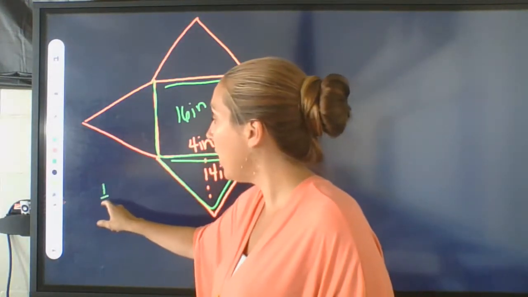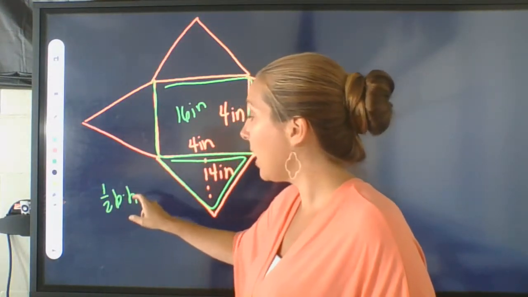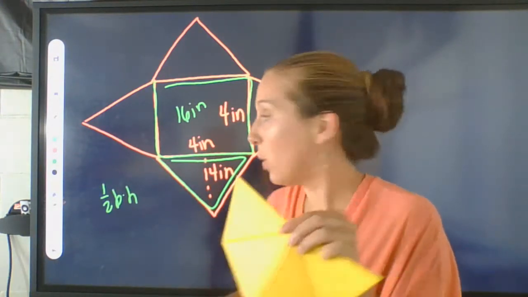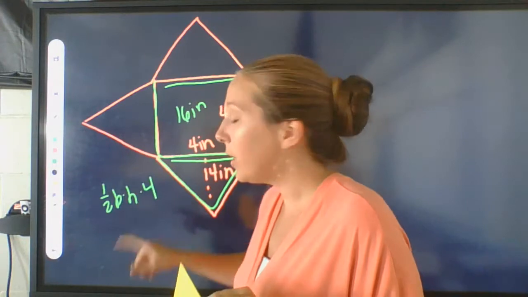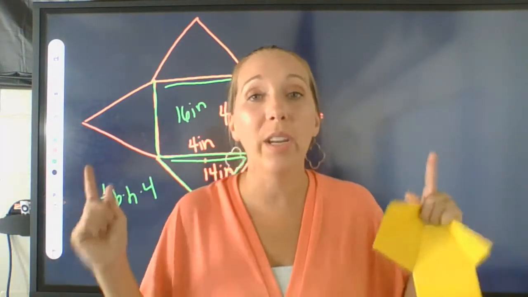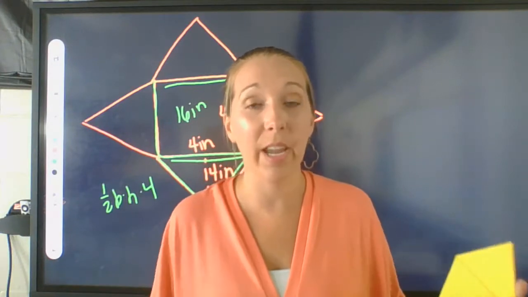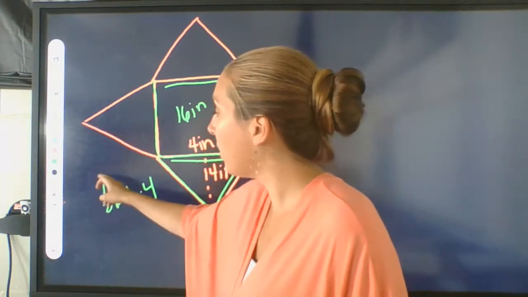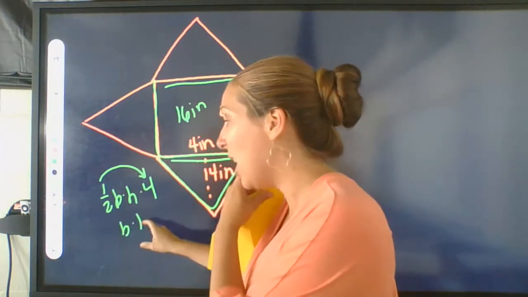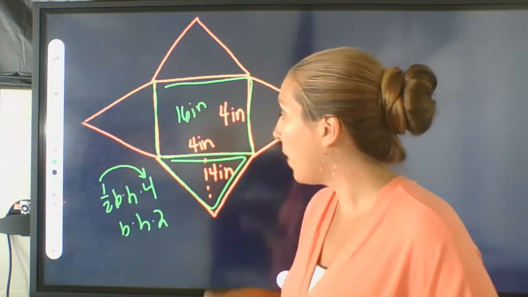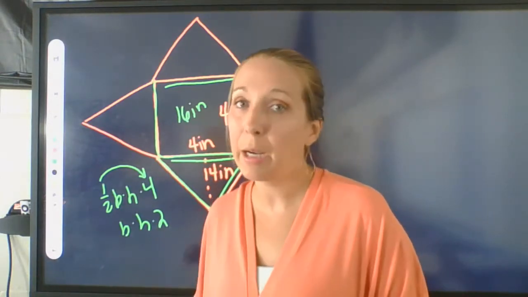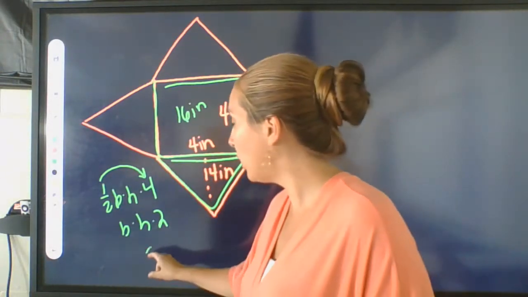So we have 1/2 base times height, but here's the catch with this. We have 1/2 base times height times 4 because we have 4 of these. So very similar to what we looked at yesterday when we said 1/2 base times height times 2. We could cancel out the 1/2 and the 2 because they cancel each other out. You could also say right here, well, 1/2 of 4 is 2. So you could say base times height times 2. Your base is 4, your height is 4. So 4 times 4 would be 16, and then you would multiply that by 2 and get 32.